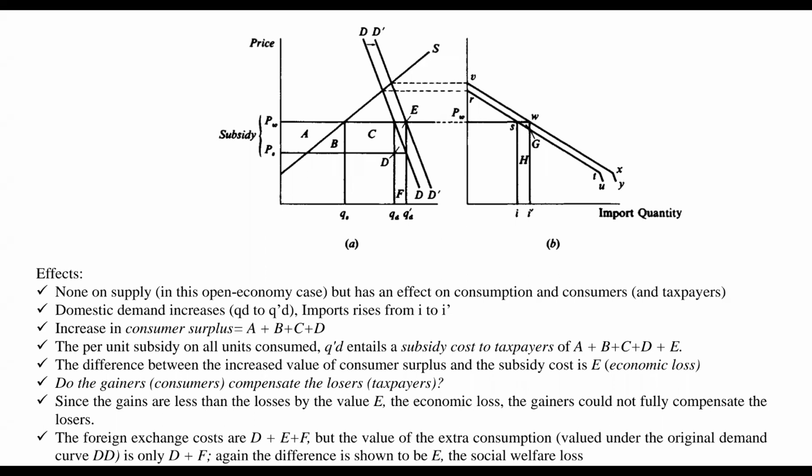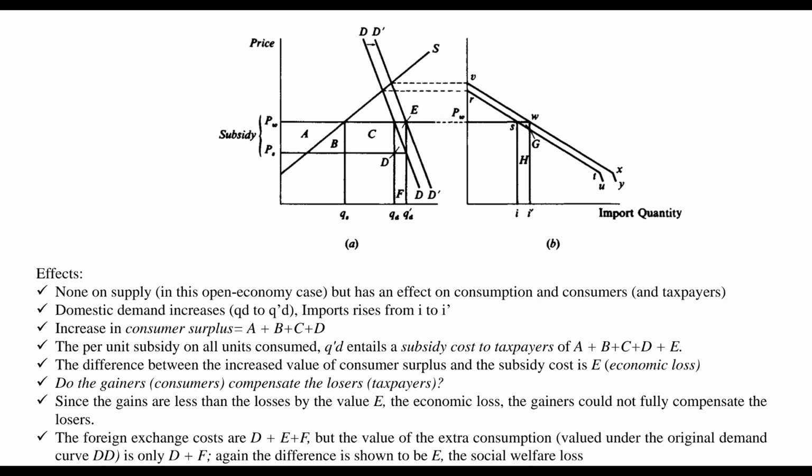E is actually an economic loss. It is basically the difference between the increased value of consumer surplus and the subsidy cost. So the question we ask ourselves is, do the gainers compensate the losers? Now, since the gains are less than the loss by the value of E, the economic loss, the gainers could not fully compensate the losers.